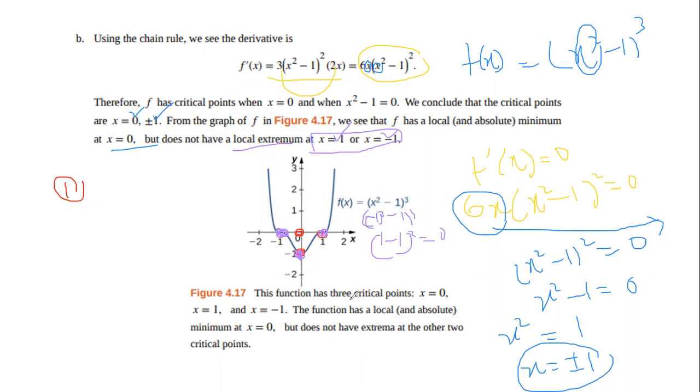Okay, so this function has three critical points. Like I said, the first value is x equals 0. By comparing, it is 0. The second value is taken from x square minus 1 equals 0, and then taking the square root on both sides, this is positive 1 and negative 1. The function has a local and absolute minimum at x equals 0, but does not have extrema at the other two critical points. Okay.